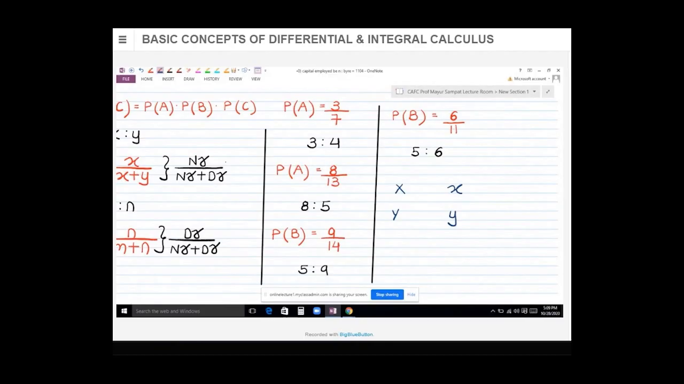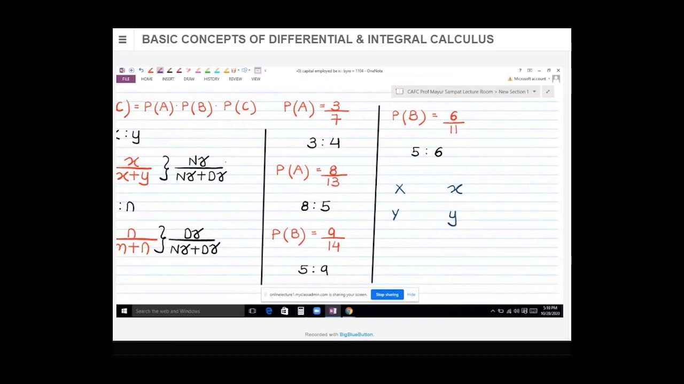So these are some of the examples which belong to a discrete random variable. चलो आगे.